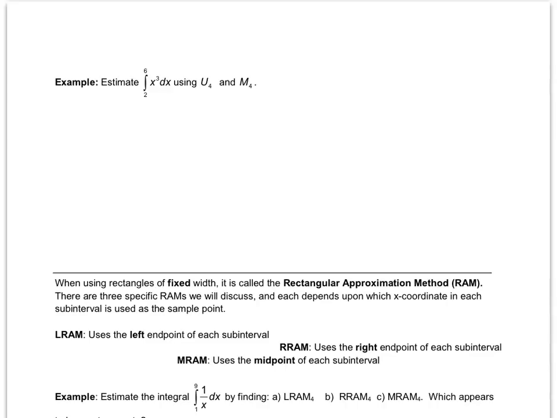All right, the example problem for this next one, now we're actually going to put some numbers to it. It says estimate the definite integral of the function x cubed in terms of x from x equals 2 until x equals 6. At this point, we're going to highlight the word estimating, because this is not going to be exact. We're going to be using an upper Riemann sum with 4 subintervals, and a midpoint Riemann sum with 4 subintervals to estimate this.